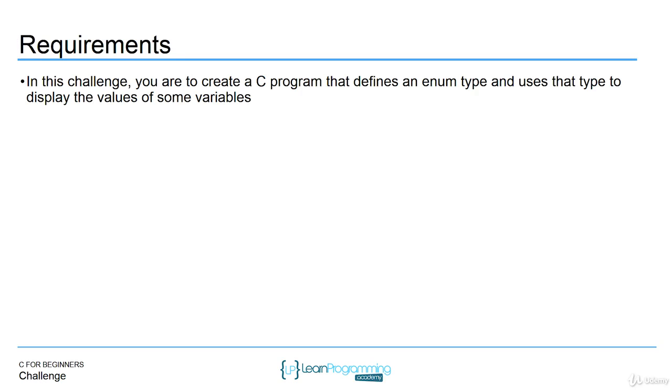So in this challenge, I want you to create a C program that defines an enum type and uses that type to display the values of some variables. Remember, enums are awesome because you can create your own type and say this type is only going to have these certain values that can be assigned to it. We had examples for month, where month only had values of January through December. We had an example of a gender, where you could only assign variables of the type enum gender, male or female. Same type of idea.